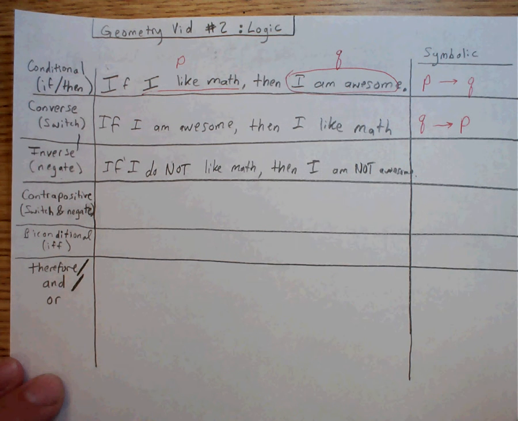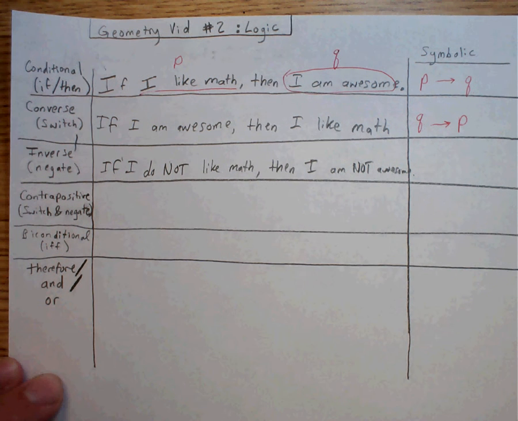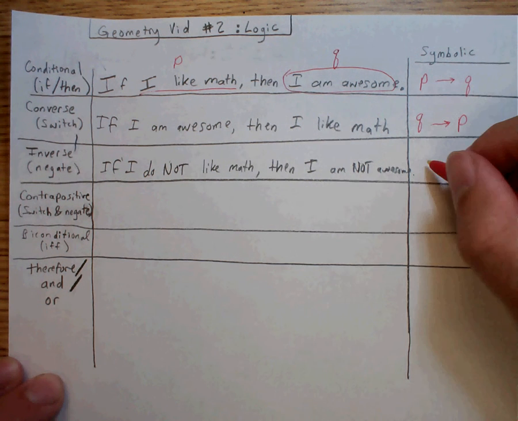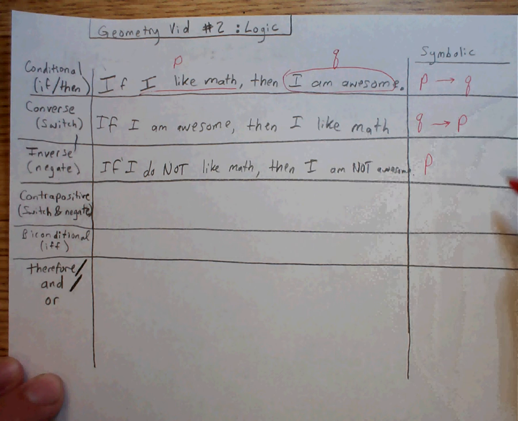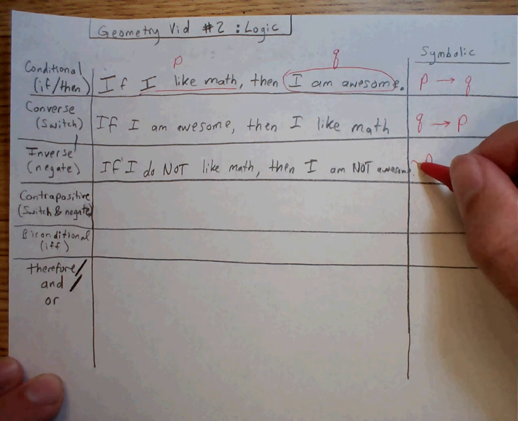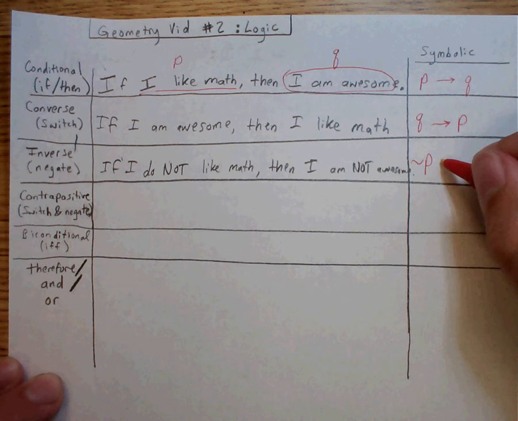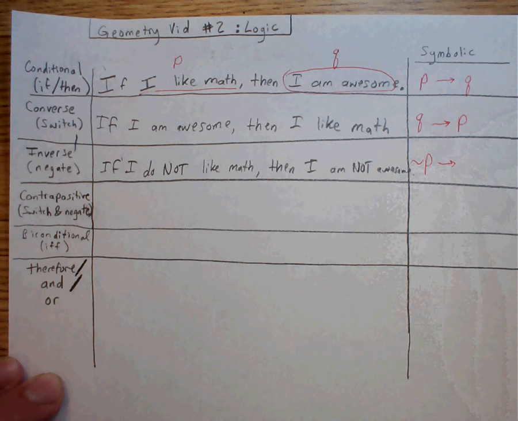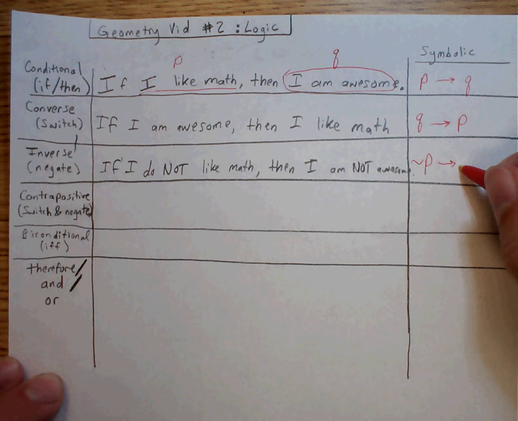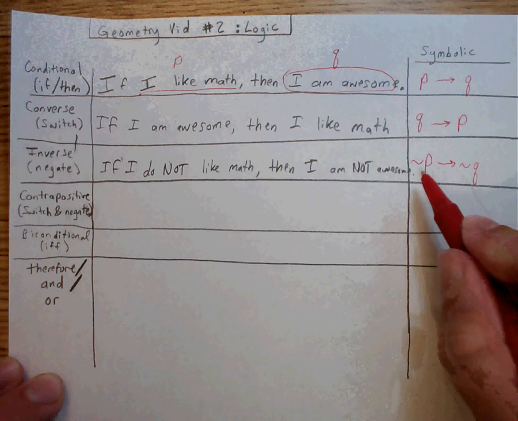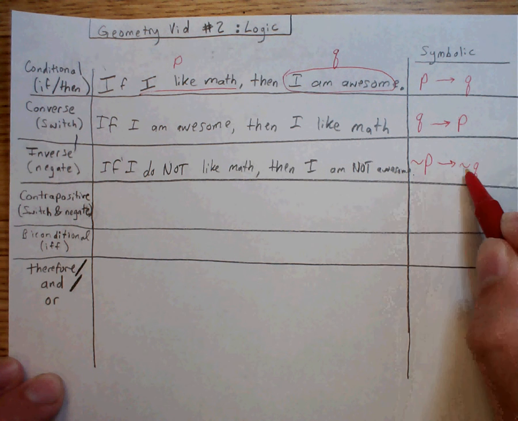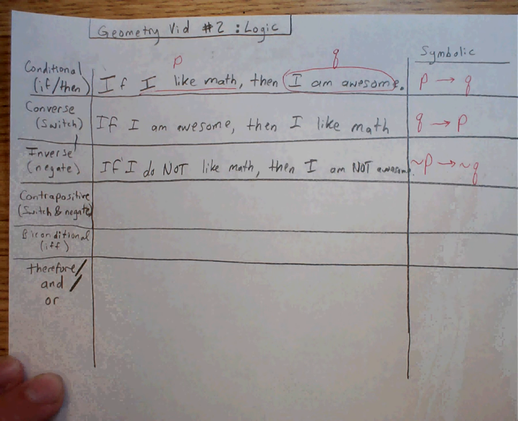Now, when we negate, to symbolize that, well, we started with P, but the opposite of P, so we do that little squiggly line. And then we still have an if-then statement, so I'm going to put the arrow. And then we said the opposite of Q. So not P implies not Q. That's the inverse.